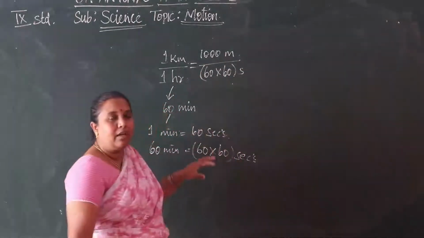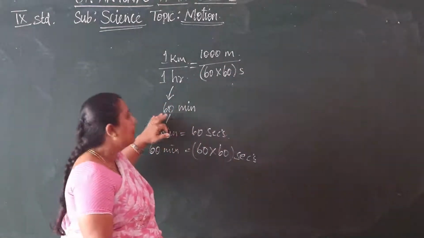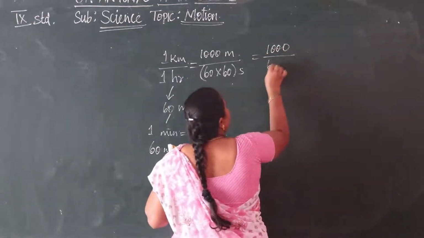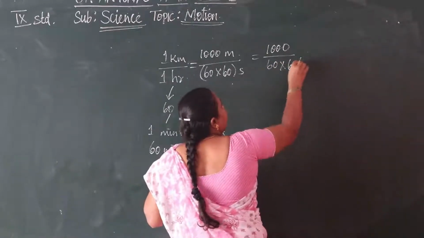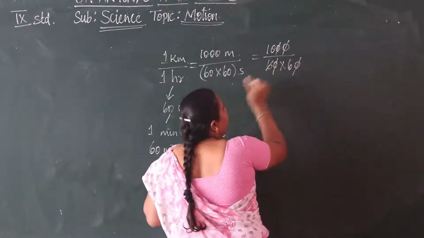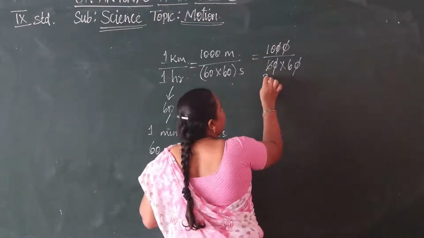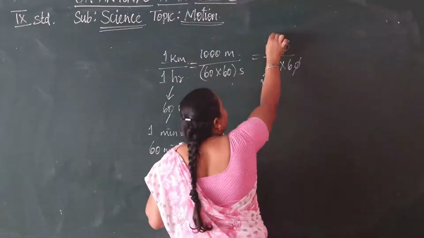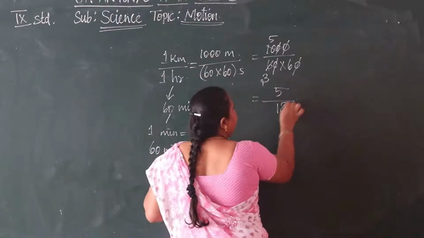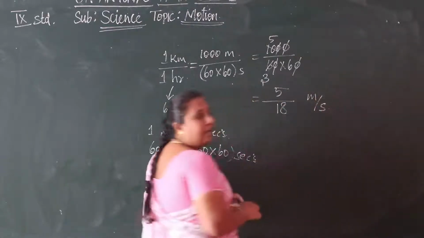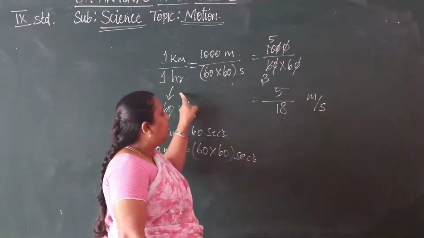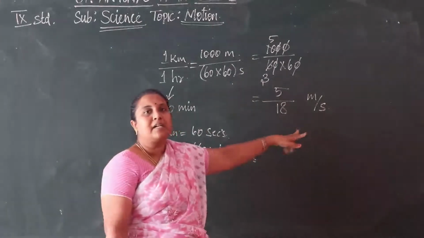How does it come? Okay, understood, children? So then here we have 1000 by 60 into 60. So 0 gets cancelled, here also 0 gets cancelled. Again 3 2s are 6, and here 2 5s are 10. So 5 divided by 3 3s are 18 meter per second. Okay, so we want to convert kilometer per hour into 5 by 18 meter per second.